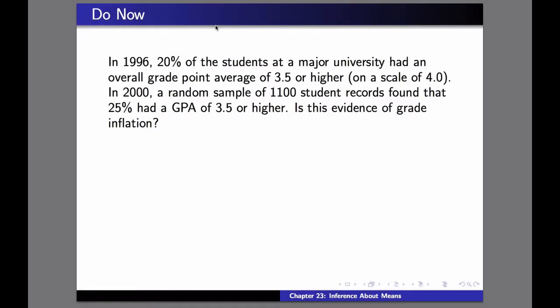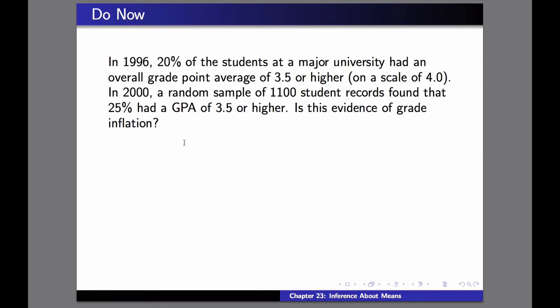Okay, so we're going to be talking about inference for means here, but let's do a quick review problem. In 1996, 20% of the students at a major university had an overall GPA of 3.5. In 2000, a random sample of 1,100 student records found that 25% have a GPA of 3.5 or higher. So is this evidence of grade inflation? So we're doing inference for proportions here, right?